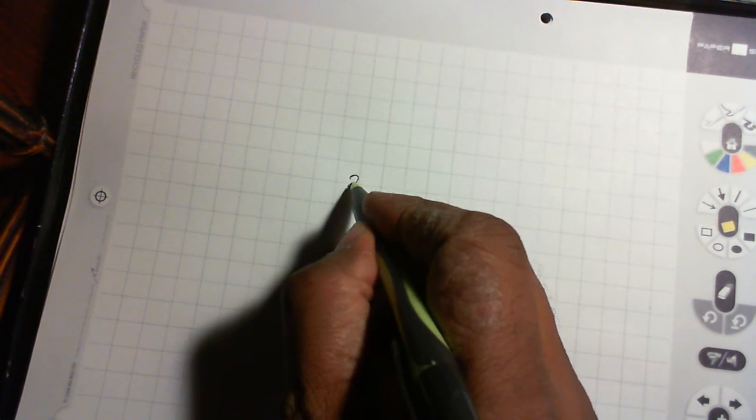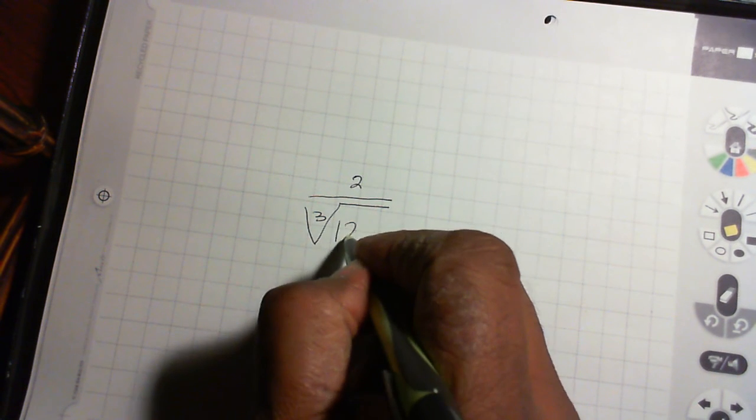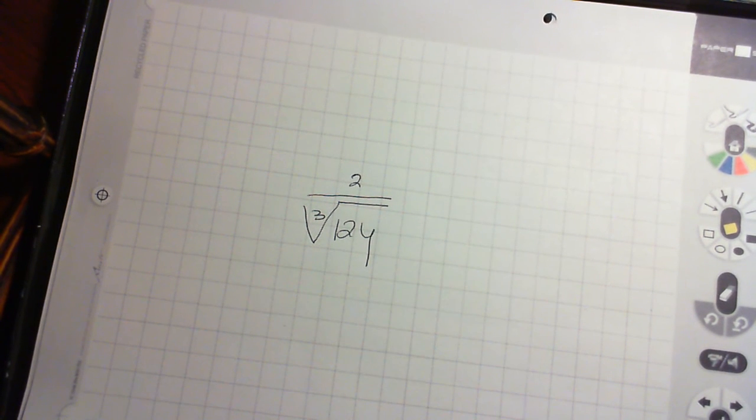Okay, I'm looking at some of the hard ones for you here. So how do you rationalize the denominator, for example? If you have 2 over the cube root of 12y, how do you rationalize this? Remember, you don't want to multiply by the cube root of 12y. It's not going to work.